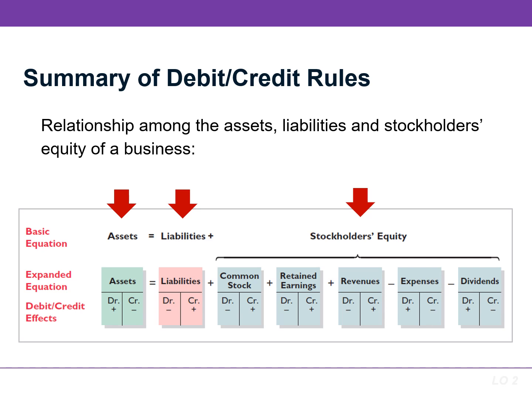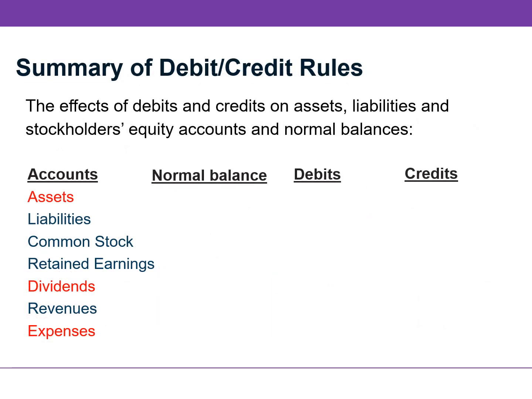This image summarizes the debit and credit rules and the effects on each type of account. Study this diagram carefully. It will help you understand the fundamentals of a double entry system. This is an alternative to the expanded equation model that summarizes debits and credit rules using accounts.